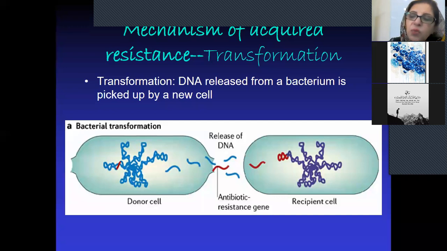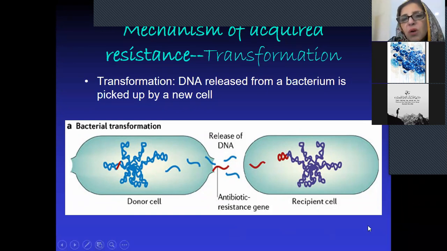The second mechanism, which is very common, is the presence of a plasmid. The most common method, which transfers resistance with greater frequency, is the presence of a plasmid. Okay? Since the plasmid normally occurs in a number of bacteria, with the help of a plasmid most of the resistance genes are being transferred.